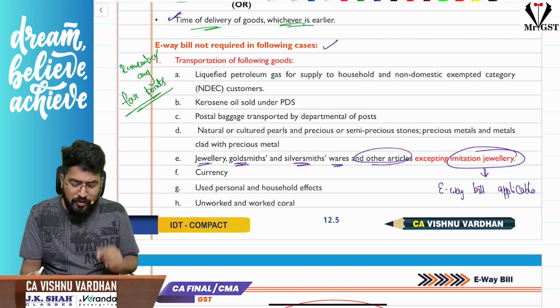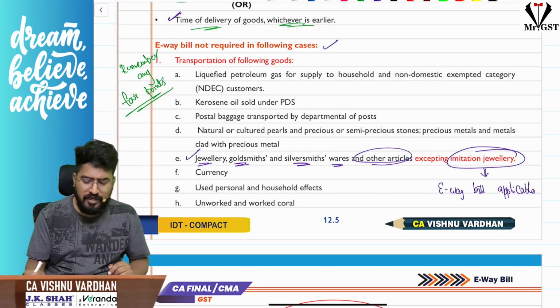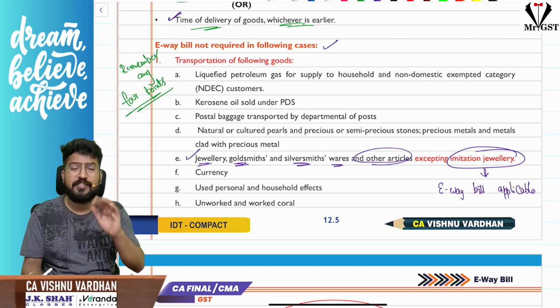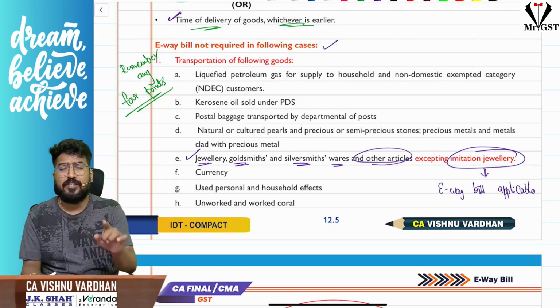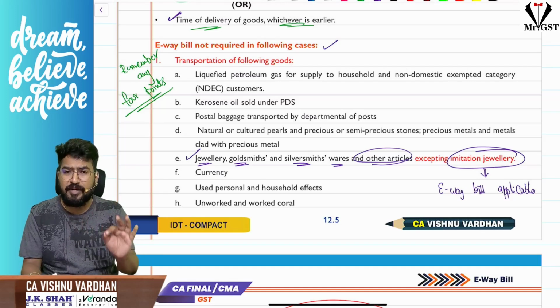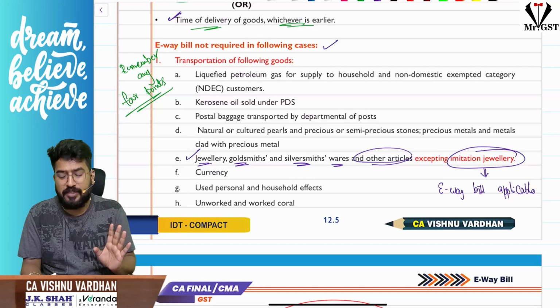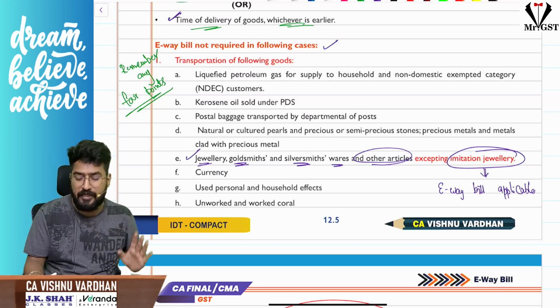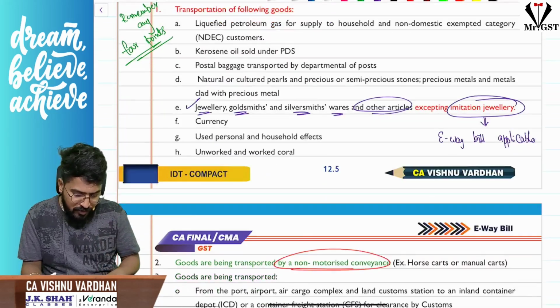And finally, one more thing, understand, sir, when you are transporting jewelry, goldsmith, silversmith wares and other articles, you need not generate an EWay bill. But there was a doubt, sir, even imitation jewelry, can I take this benefit? Then the department has clarified, except imitation jewelry. So for imitation jewelry, sir, you should definitely take an EWay bill. Okay, so that was the concept.